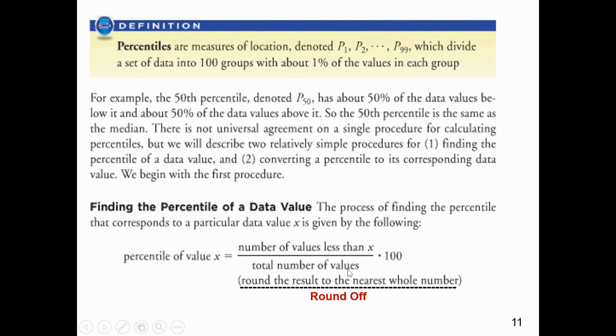Rounding off simply means if you have a decimal, and that decimal in the tenths place is a 5 or more, you round up to the next larger number. If it's a 4 or less, you just drop it. All right, rounding off.